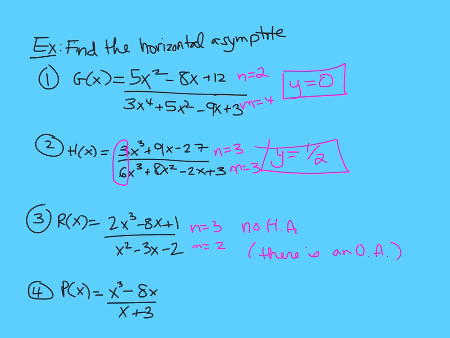For number 4, the numerator degree is greater than the denominator. It's actually greater by 2. So this one, there's no horizontal asymptote, and there's also no oblique asymptote. By the way, if you have a situation like 3, you do not need to find the oblique asymptote unless you are specifically asked. You can just say that there's no horizontal asymptote if that's what you're being asked.